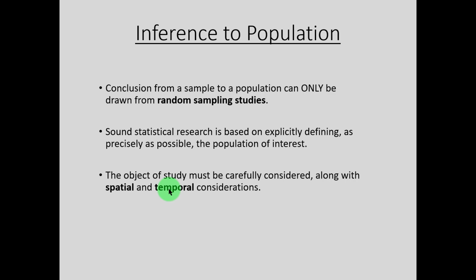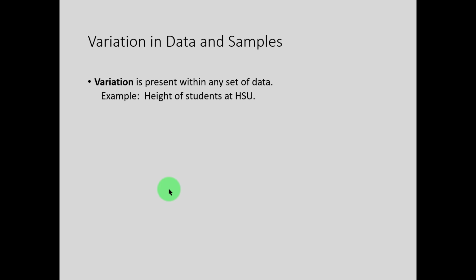Okay, I think that's a good segue to our next topic, which is about variability or variation. And variation is an idea that is also present in any data set. For example, height of students at HSU. Height would be the variable, and everyone's height is different. They vary, right? And so one of our tasks is to describe the trend of height with that variability ever present.